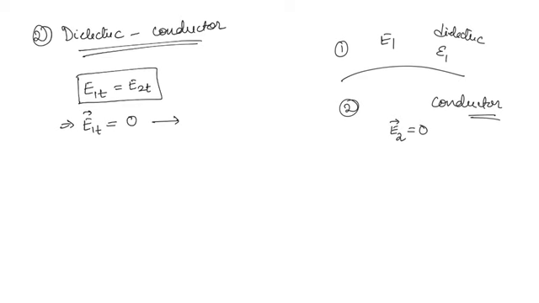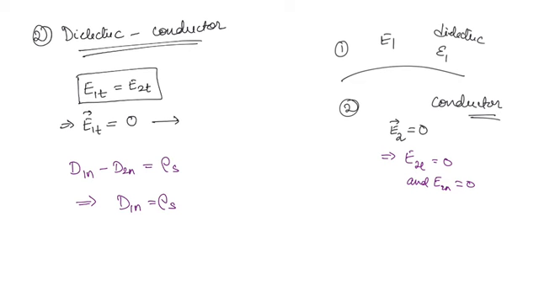And what about the normal component? The normal component is d1n minus d2n is equal to rho s. That's what we derived. Once again, since E2 bar is 0, E2t is equal to 0 and E2n is also equal to 0. So if E2n is 0, then D2n is also 0. So what will be the condition here? D1n is simply equal to the charge density rho s. So this is the second boundary condition for dielectric conductor.